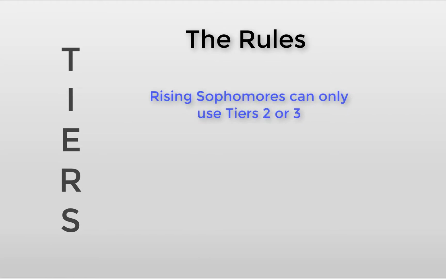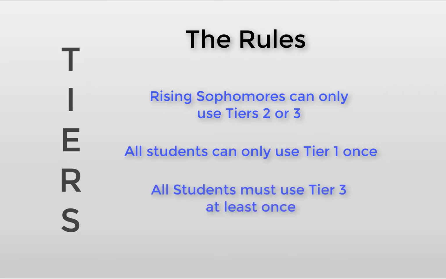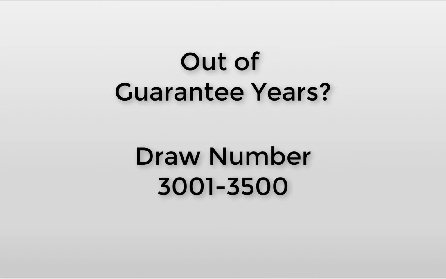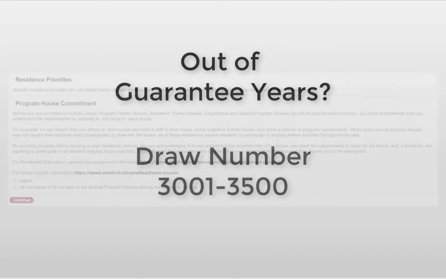Rising sophomores can only use Tier 2 or 3. In your undergraduate career, you can only use Tier 1 once, and all students must use Tier 3 at least once. If you are out of guaranteed years, you won't see this tier question on your application. Instead, you will automatically be allocated a number somewhere in between 3001 and 3500.